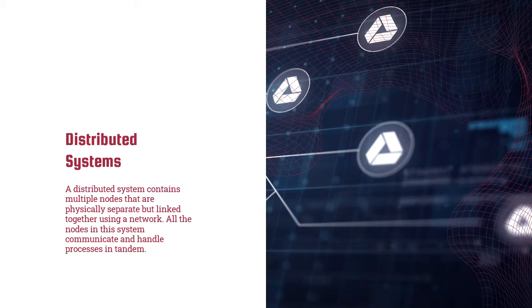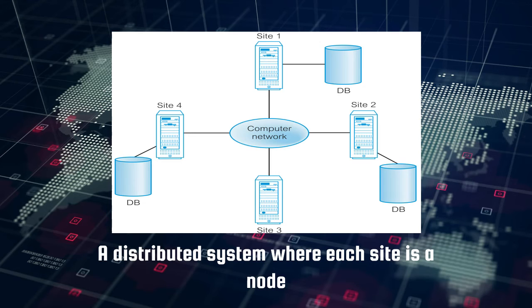Distributed systems. A distributed system contains multiple nodes that are physically separate but linked together using a network. All the nodes in this system communicate and handle processes in tandem. This is an example of a distributed system where the computer network connects to the different nodes, which are represented by site 1, site 2, site 3, site 4, with the different databases connected to them.